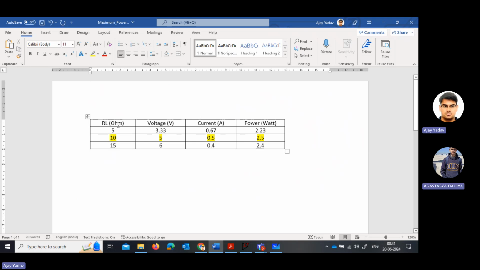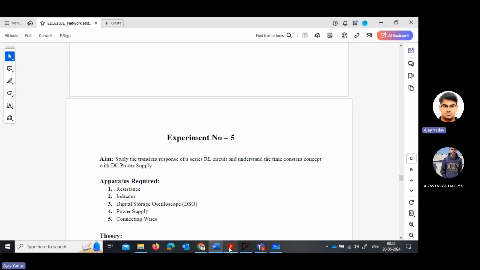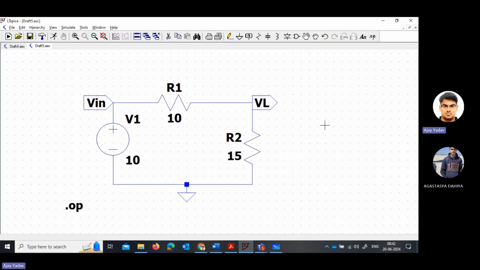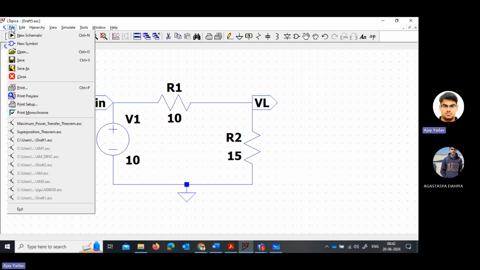You can take some more readings here, like you can take 1 ohm, you can take 20 ohm, so that 5-6 readings should be there, so that you can visualize in a better manner. Okay. So this is your maximum power transfer theorem. Understood? Yes, sir. So this is what you have to do for maximum power transfer theorem. Now let me save this.